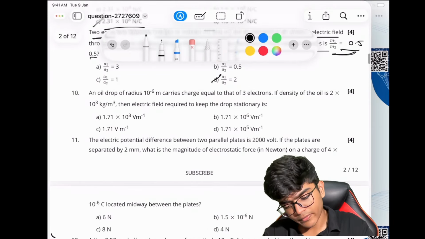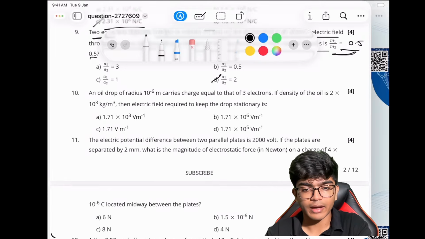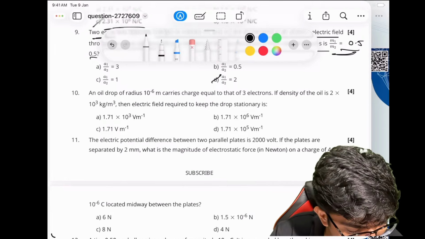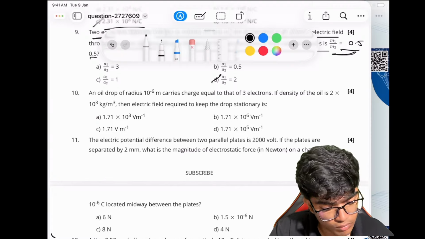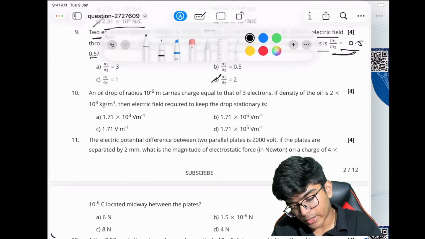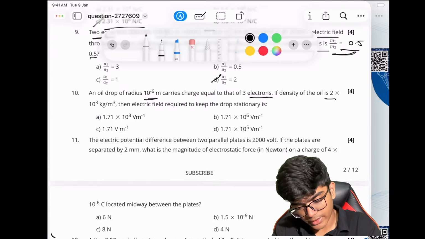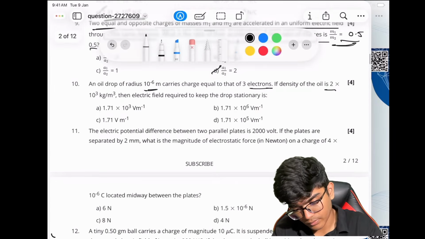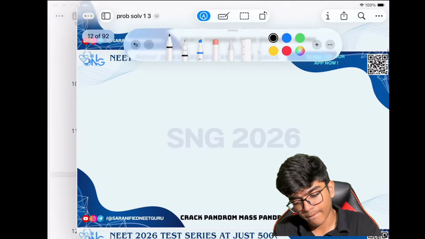An oil drop of radius. Okay, next question போலாம். Like if you have any doubts, ask me instantly. An oil drop of radius கொடுத்துட்டாங்க, சார்ஜ் கொடுத்துட்டாங்க, டென்சிட்டி ஆஃப் ஆயில் கொடுத்துட்டாங்க. ஓகே, ஒரு ஆயில் ட்ராப் இருக்குது.